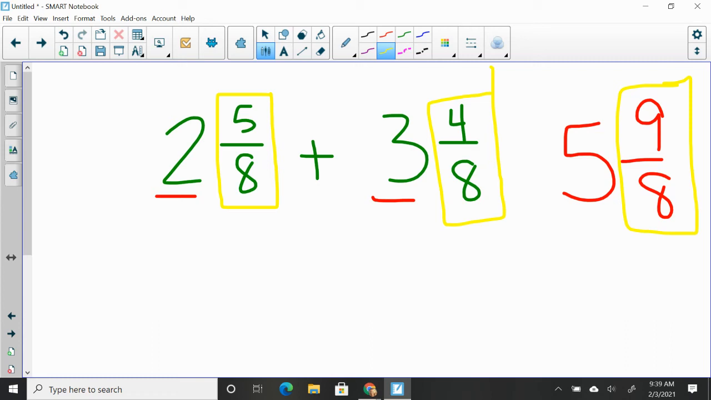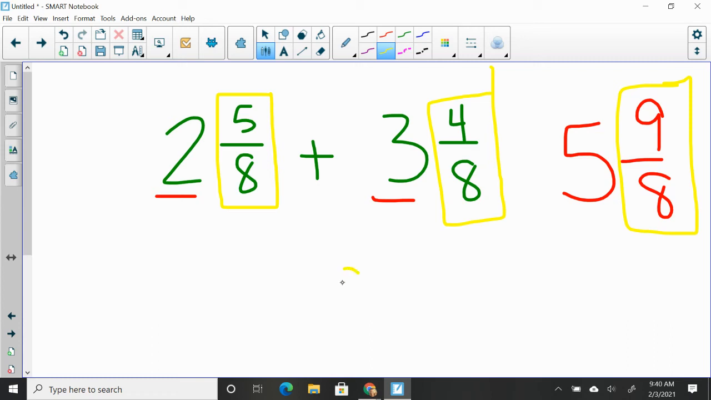And so how did you think about that? Like, what was your thought process? So were you thinking, oh, if I have 9/8, I know that 8/8 is going to make a whole, right? So if 8/8 makes one whole and I have 9 of them, then I'm going to have 1 extra eighth. So I'm going to have enough to make one whole plus 1/8 left over.